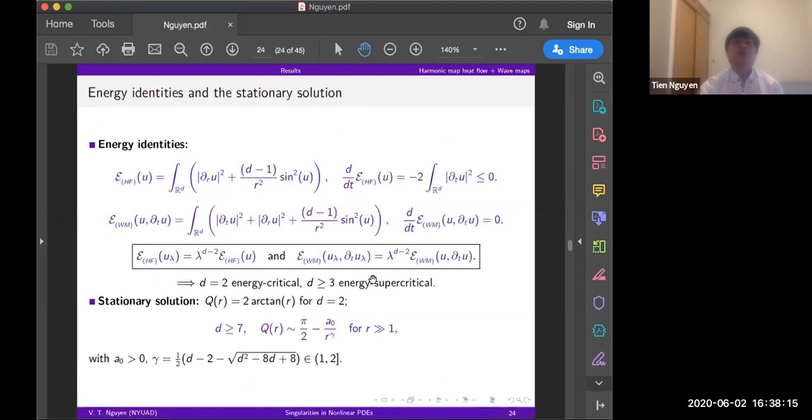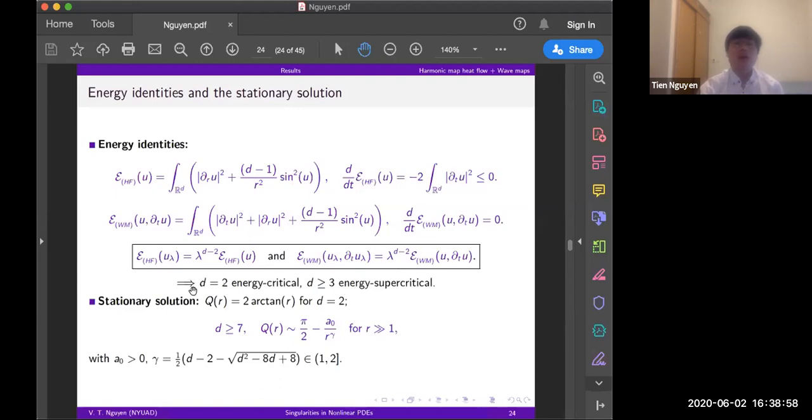So before mentioning our result, let me mention some basic mathematical features of the two models. We have the energy identity for the harmonic heat flow, which is dissipative. And we have the conservation of energy for the wave map, which is given by this one. Because of the scaling invariance of the problem, in dimension d equal to 2 the energy is conserved under the scaling, and the same for the wave map. This is why we call dimension d equal to 2 energy critical, and for d greater than 2, we call it energy supercritical.